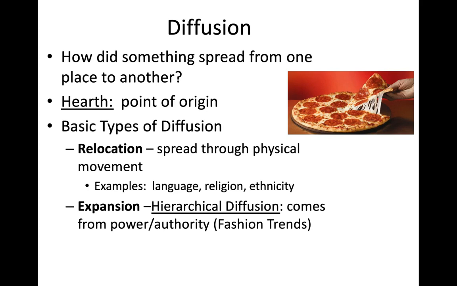Another type of diffusion is expansion. Expansion diffusion is also known as hierarchical diffusion. And this is where you have something that comes from a power or authority and starts small and is eventually spread over a large area. When I think of expansion or hierarchical diffusion, I think of fashion trends, where it starts at the New York Fashion Week or Paris Fashion Week, and pretty soon celebrities are wearing these trends, and pretty soon after that, almost everybody else is wearing these trends. So it starts with a small focused group and grows from there.